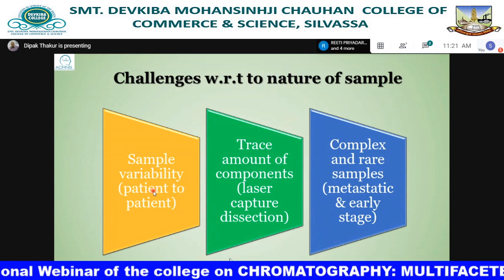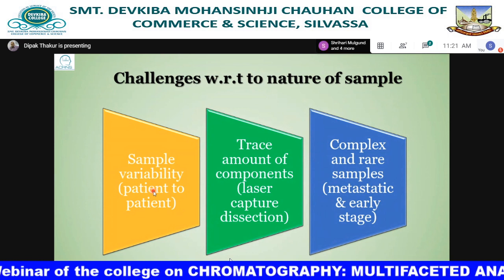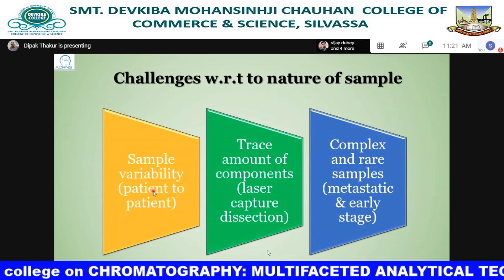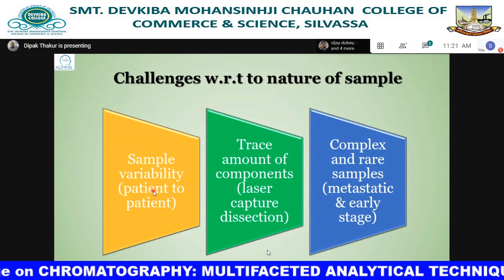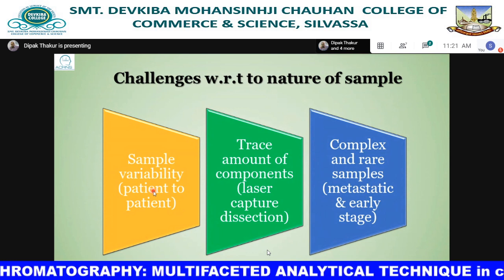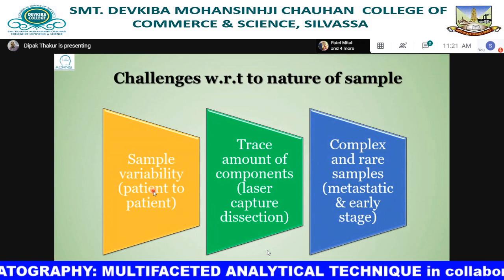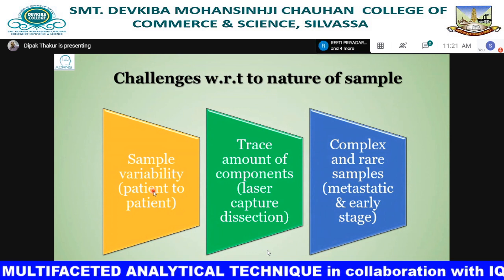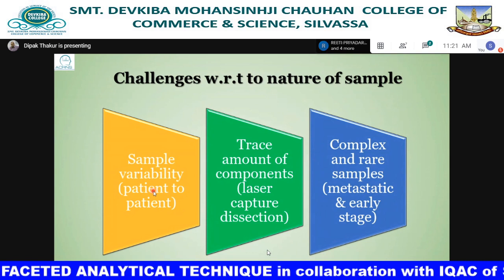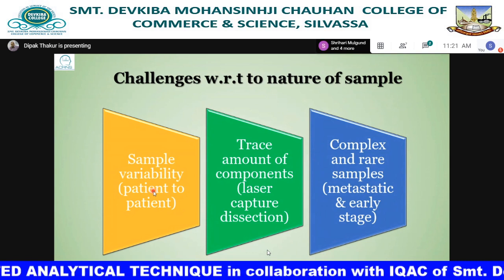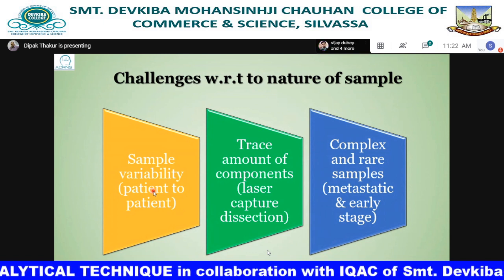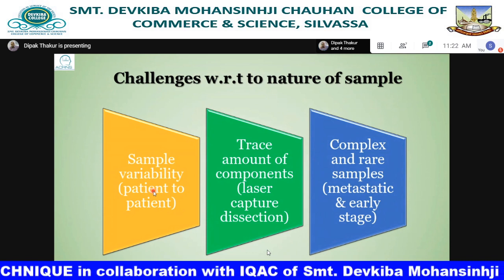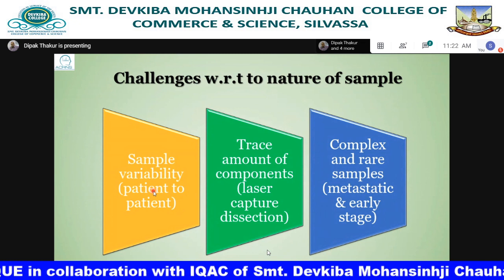What about trace amounts of components? There are techniques like laser capture microdissection. You can separate one cell from the tissue and do the analysis. So that is done using laser capture, which provides a few cells. And this is useful when the cancer or any disease is at an initial level. At initial levels, only a few cells are present which are cancerous. But because we want to treat a person at an early stage, we need to study it. And these types of samples are present in trace amounts.